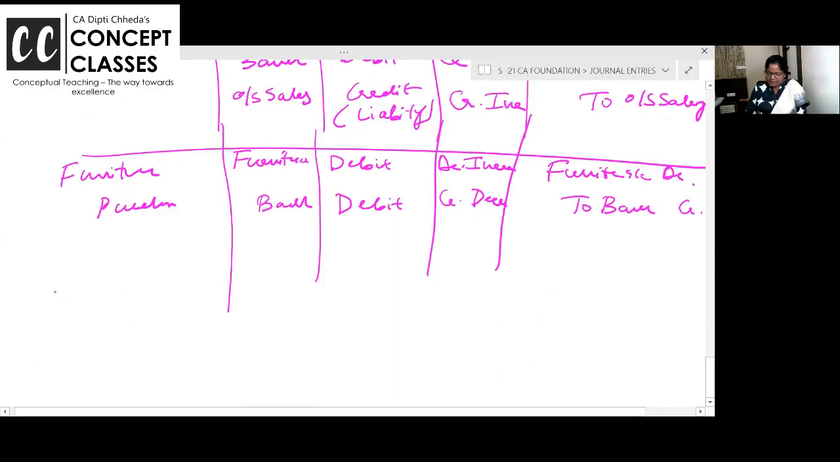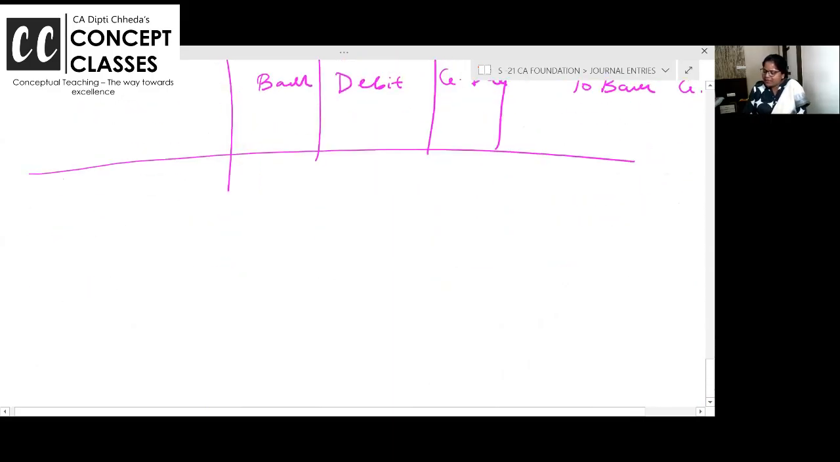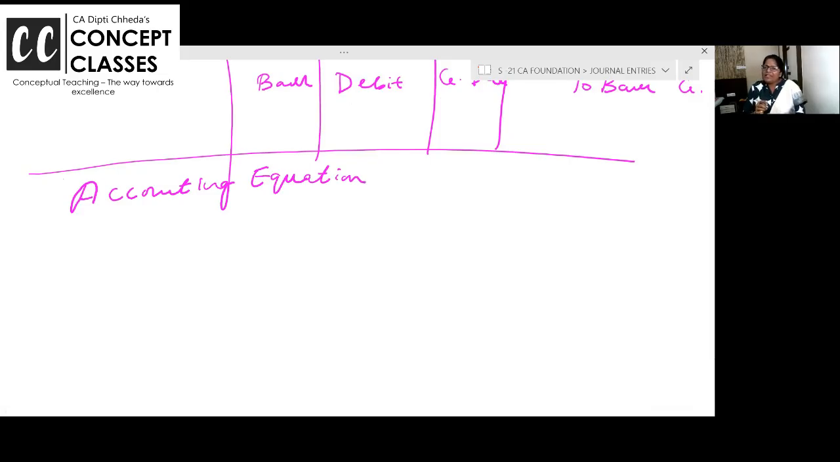Theek hai? Chalo, write down the heading. Journal entry ke neeche likho. Accounting equation. Purposely in your material, see why did I take it second? In your material, accounting equation is given and then journal entry. But I'm telling you, you agree with me or not, tell me. Journal entries, if you know in your mind, you can interpret the accounting equation better. Right?